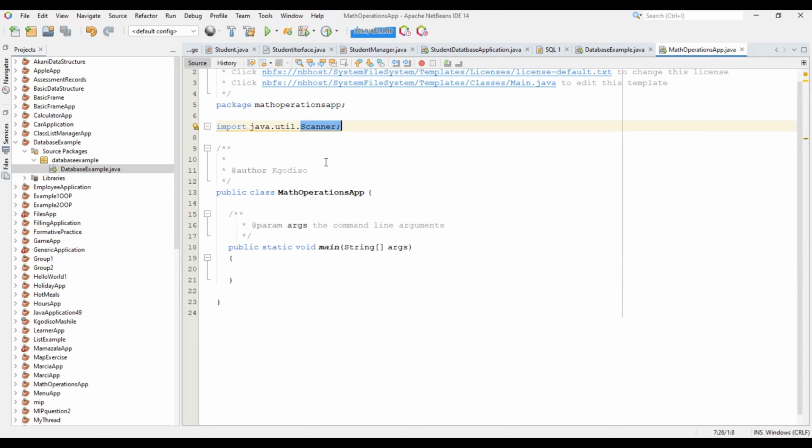Now, a scanner class is one that we were using in order to get input from the user. But whenever you're using a math class, you are using a predefined class which you do not have to import. You just have to use it by using the name of the class. So there is no need for you to do what we call class instantiation.